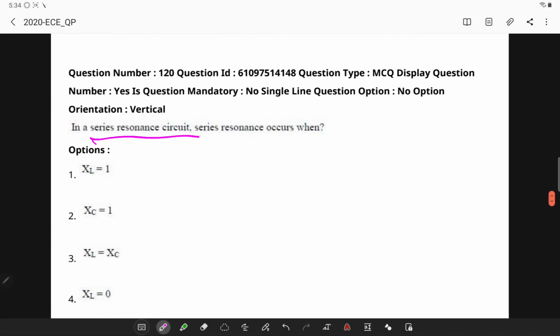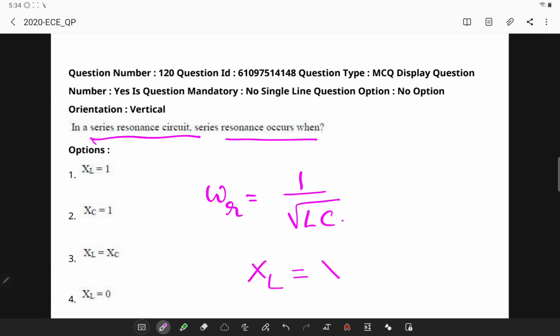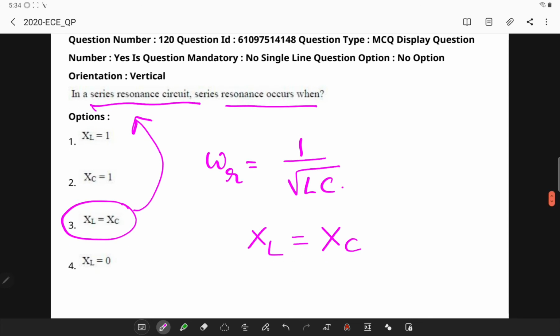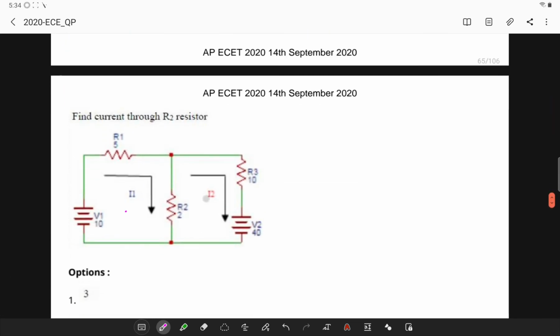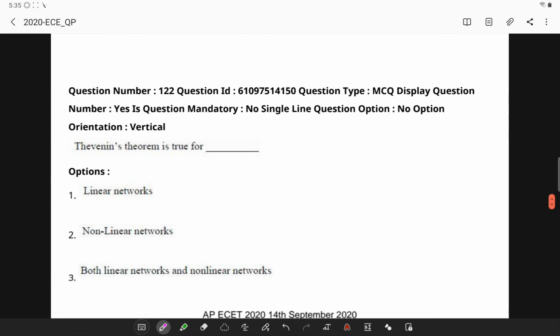So in series resonance, basically resonance occurs at a particular frequency, omega equal to 1 by root LC. This condition derives when your inductive reactance is equal to the capacitive reactance. So this is the condition for resonance. This is when series resonance occurs. So we shall solve the problem in the next video.